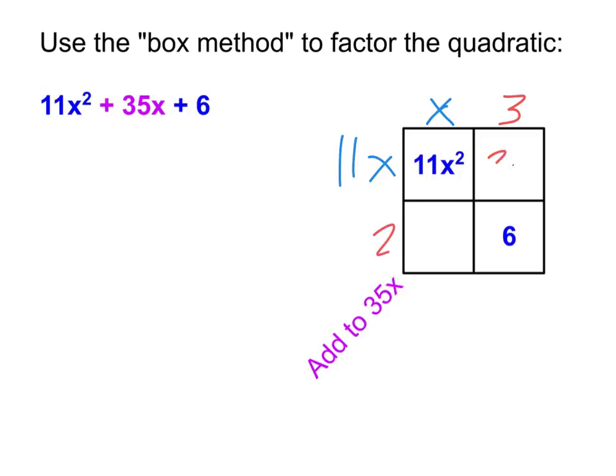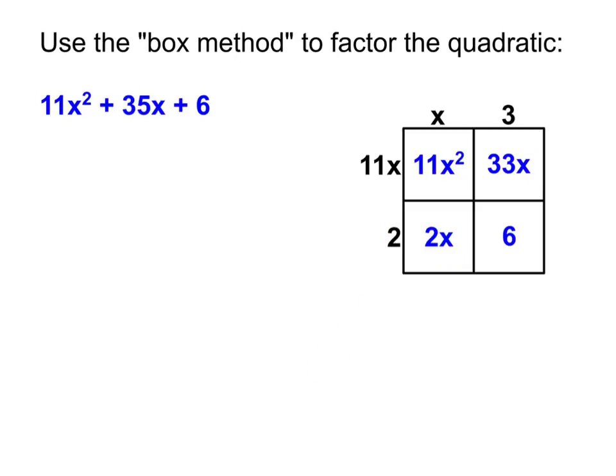All right, we multiply that. 3 times 11x gives me 33x. x times 2 gives me 2x. Does that add to 35x? Yes, thankfully. And so this is what my box ends up looking like in the end. Now, because I can see what that box looks like, I can tell what the factored form is, because I can read it across the top for one factor, and then I can read it down the left side for the other factor. So this then is our actual factored form. We've now factored the quadratic that had the number in front of x squared.